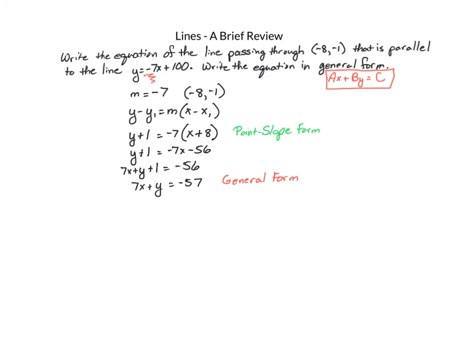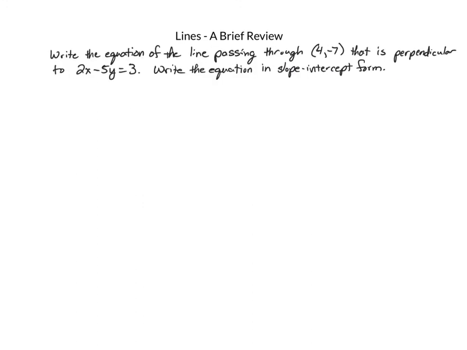So when I'm writing the equation of a line, I don't really care initially whether it asks to write the answer in general form or slope-intercept form. I always start the same way. I start with the equation in point-slope form if possible. This one will be to write the equation of the line passing through 4, -7 that is perpendicular to the line with the equation 2x minus 5y equals 3. And we're going to present our answer in slope-intercept form.